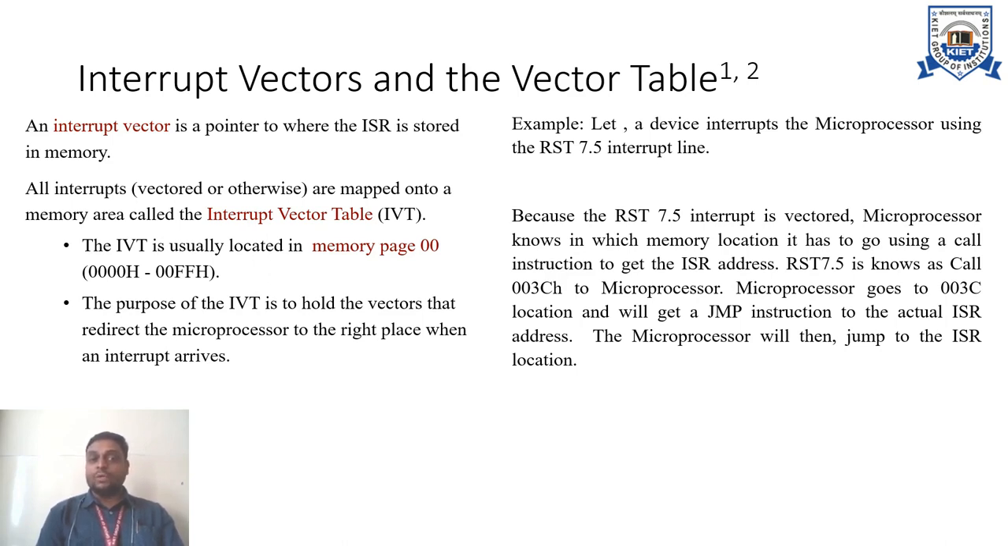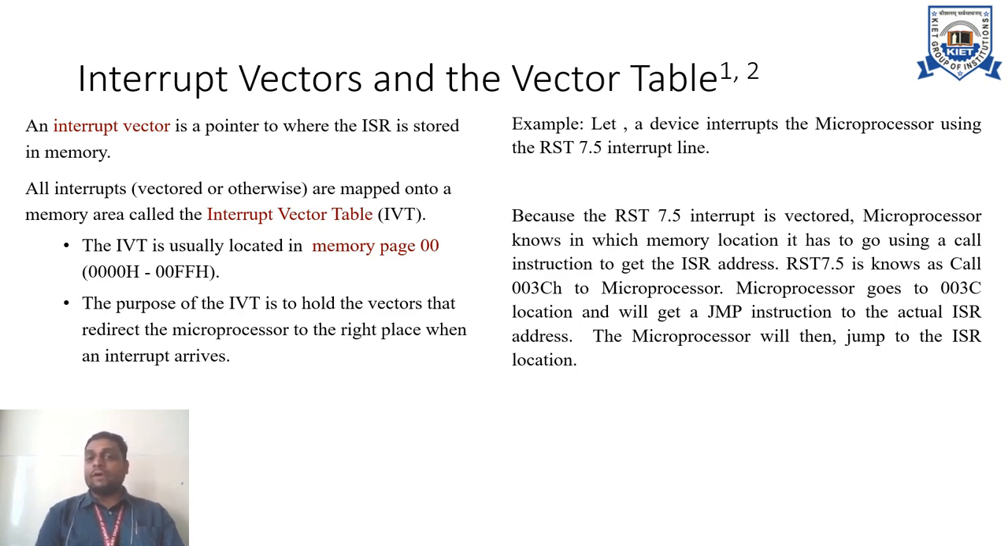The IVT is usually located in memory page 00, that is 0000H to 00FFH. This location is dedicated to the interrupt vector table. The purpose of the IVT is to hold the vectors that redirect the microprocessor to the right place when an interrupt arrives. If the address of that interrupt is already known, then it is very easy to solve that interrupt with a quick response. So the interrupt vector table is used to store those addresses.